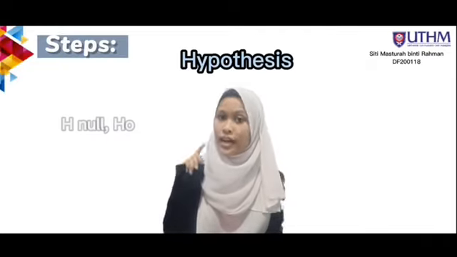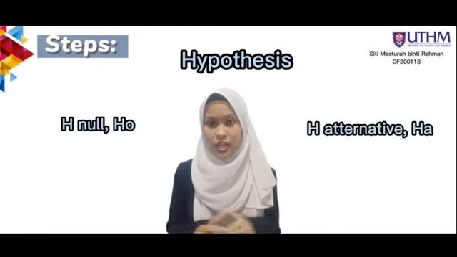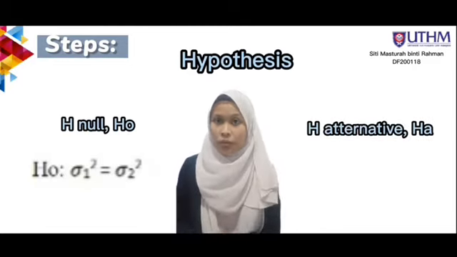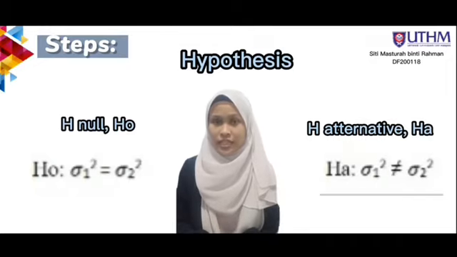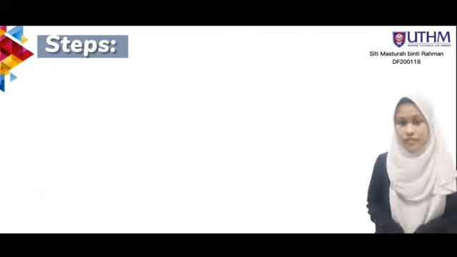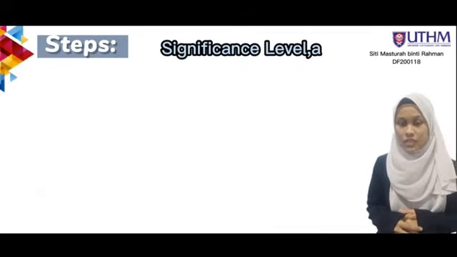The first step is to make the hypotheses, the null and the alternative. The null hypothesis is that the mean of day 1 and day 2 are the same. Meanwhile, the alternative hypothesis is that the means of day 1 and day 2 are significantly different. The second step is to put in the value of the significance level.